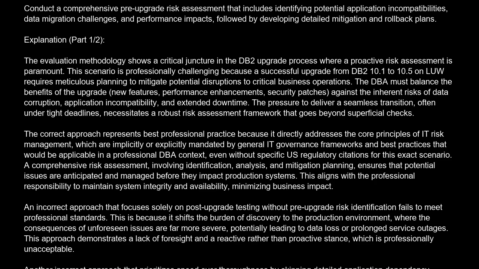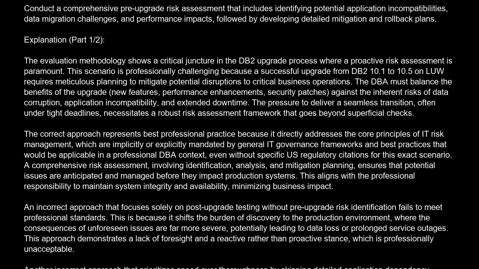Conduct a comprehensive pre-upgrade risk assessment that includes identifying potential application incompatibilities, data migration challenges, and performance impacts, followed by developing detailed mitigation and rollback plans. Explanation. The evaluation methodology shows a critical juncture in the Db2 upgrade process where a proactive risk assessment is paramount. This scenario is professionally challenging because a successful upgrade from Db2 10.1 to 10.5 on LUW requires meticulous planning to mitigate potential disruptions to critical business operations.